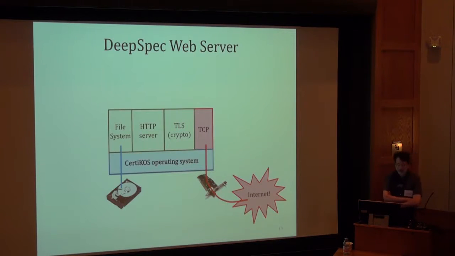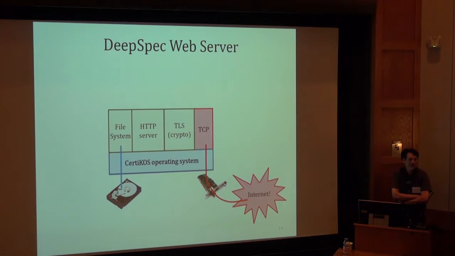So let me tell you about the DeepSpec web server. What do you have in a web server? You have HTTP connected modularly to TLS, which connects to TCP, and a file system running on an operating system. And it's connected to the big bad internet. Now, because TLS has authentication, if somebody in the big bad internet sends you bad packets, you won't be too confused. But that also means that you don't need to formally verify the implementation of TCP.